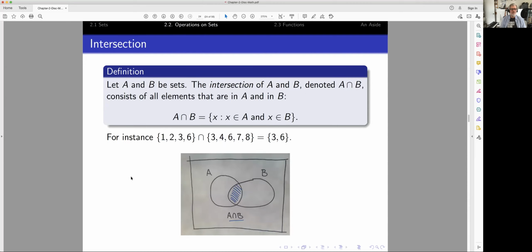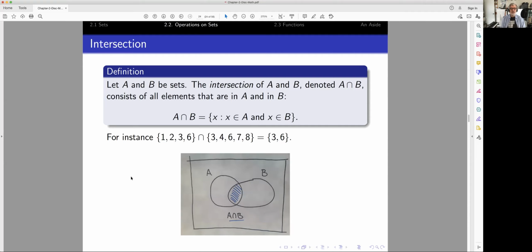I think he did. Intersection. So I have two sets, A and B. What's the intersection of A and B? It's A with an upside down U, A intersect B. What is that? It's a new set. The elements of this set are the elements which are in A and in B. So the elements which are in both.